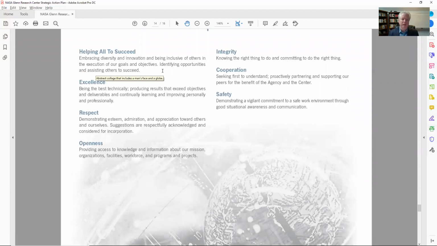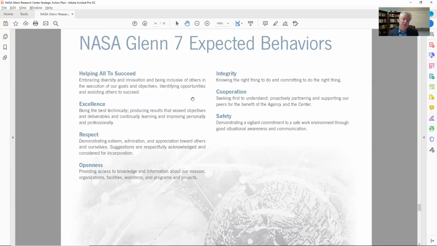How would you do that? Just off the top of my head, that actually might be a good page, if you have enough pages: hey, we see NASA Glenn's 7 expected behaviors here, and here's how we crosswalk them to our own values or guiding principles. So looking through here at what they have, you can see what's important to them.